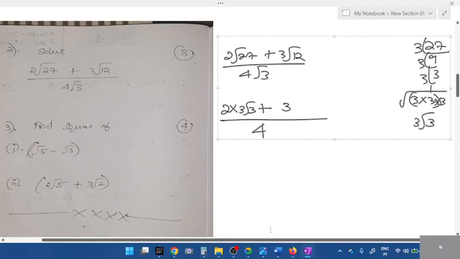Try that. Find the square and complete even this one. You know how to find the squares? A plus b the whole square, a minus b the whole square, right? Try all three questions. I'll give you 10 minutes time. Try all three.